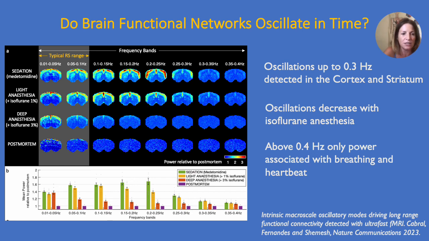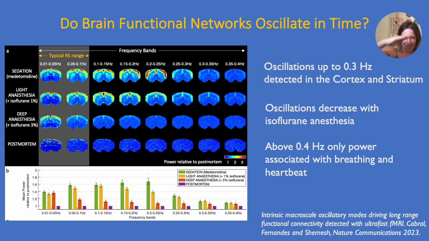In each voxel, we calculate the power spectrum, and we see which voxels have power in which frequency range. So we divided it into bins of 0.5 hertz, and we find that there are oscillations peaking in the cortex up to 0.3 hertz, and also found in the striatum, although at slightly slower frequencies. These oscillations were found to decrease with the addition of isoflurane anesthesia, as predicted. As you can see in the second row, we have slightly fewer oscillations, particularly at 0.2 hertz.